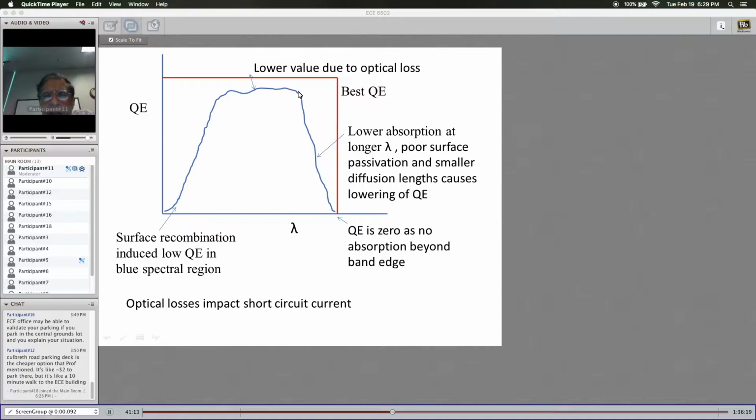Rather than a sudden drop, the slow drop at long wavelengths also comes from recombination at the back surface, and could also be affected by the diffusion length. If your diffusion length is long enough, then it's mostly recombination. And it goes to zero at the band edge.